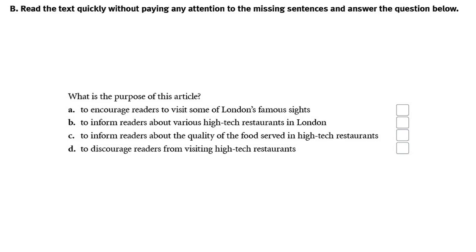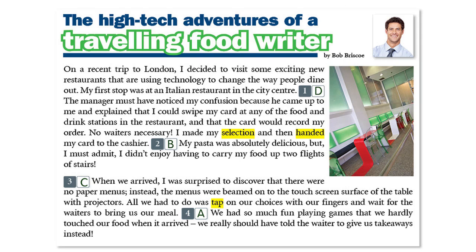B. Read the text quickly without paying any attention to the missing sentences and answer the questions below. What is the purpose of this article? ما الغرض من هذا المقال. B. To inform readers about various high-tech restaurants in London. معلومات حول مطاعم عالية التقنية في لندن.